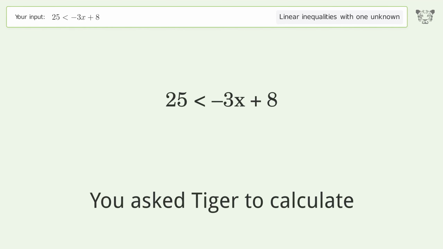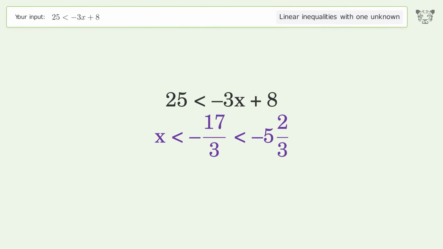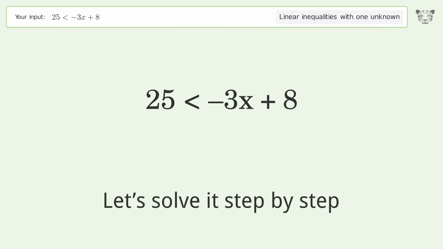You ask Tiger to calculate. This deals with linear inequalities with one unknown. The final result is x smaller than -17/3 smaller than -52/3. Let's solve it step by step.